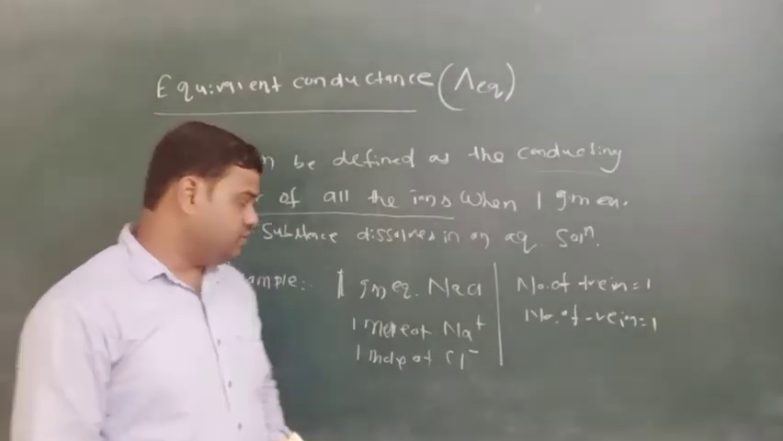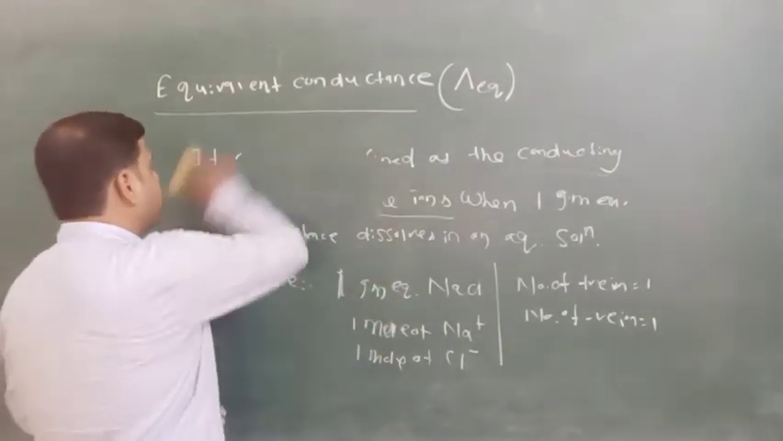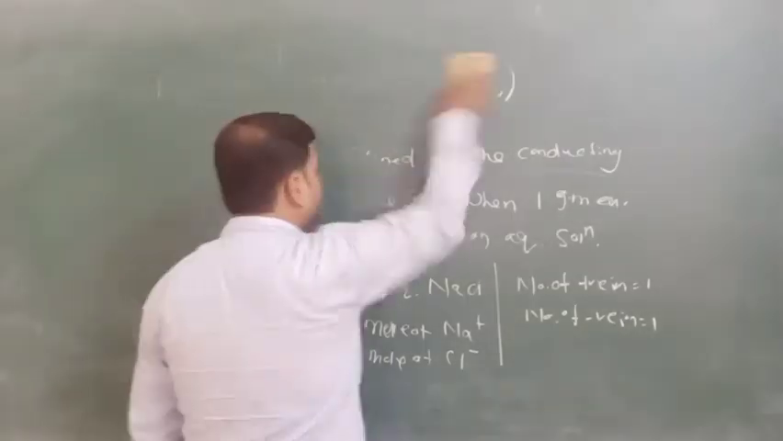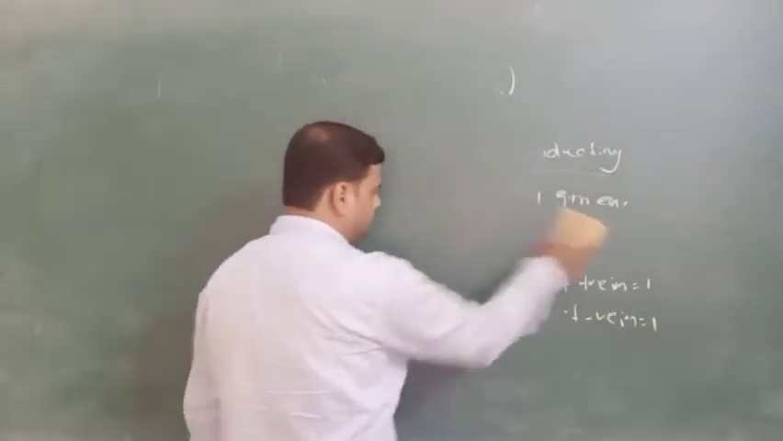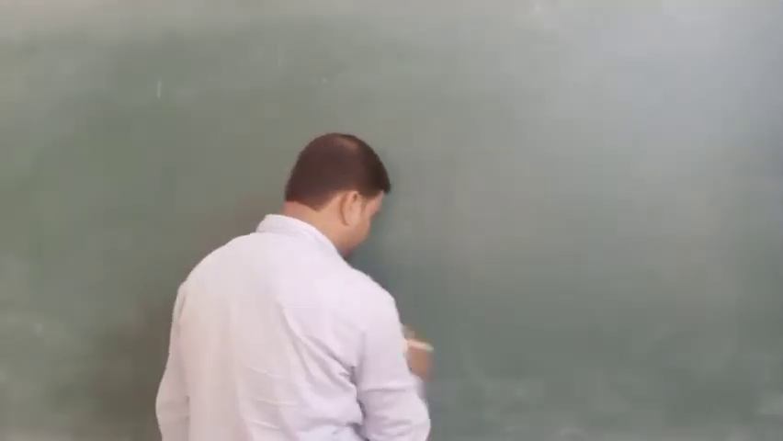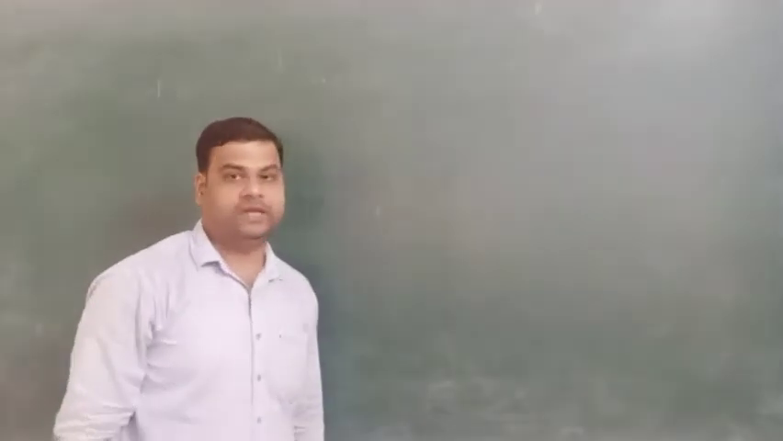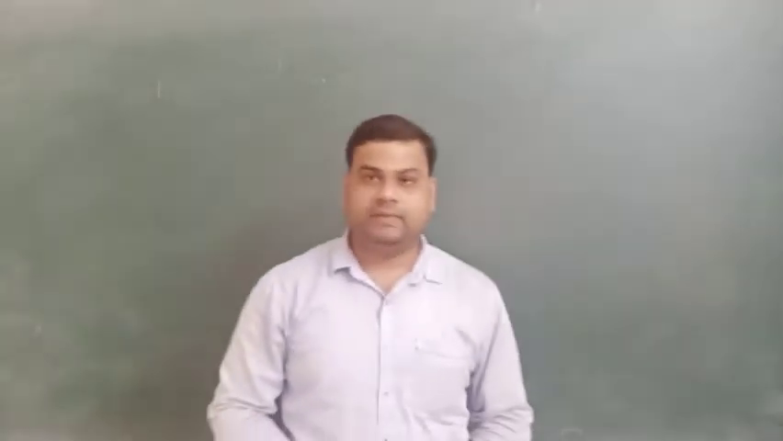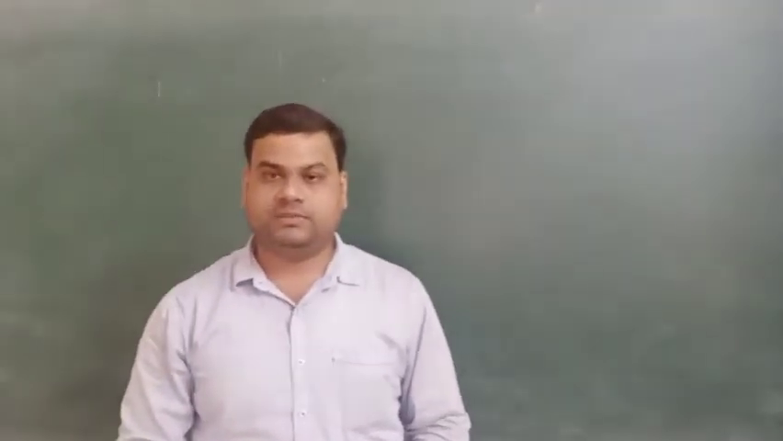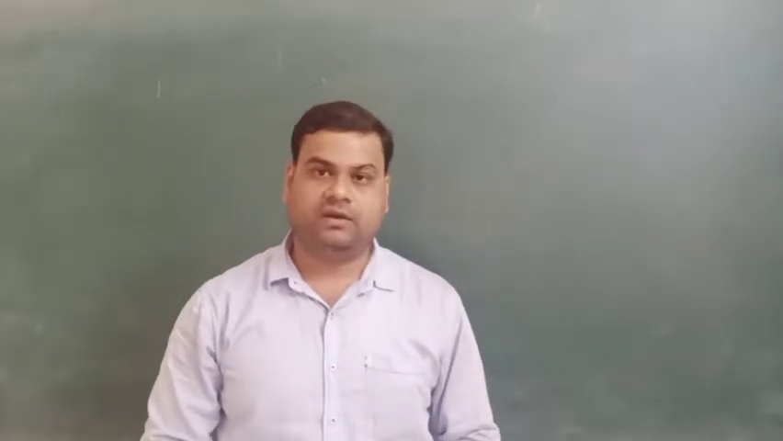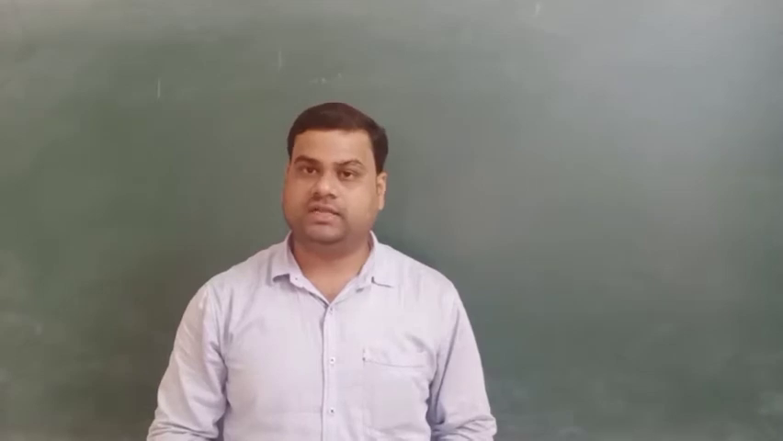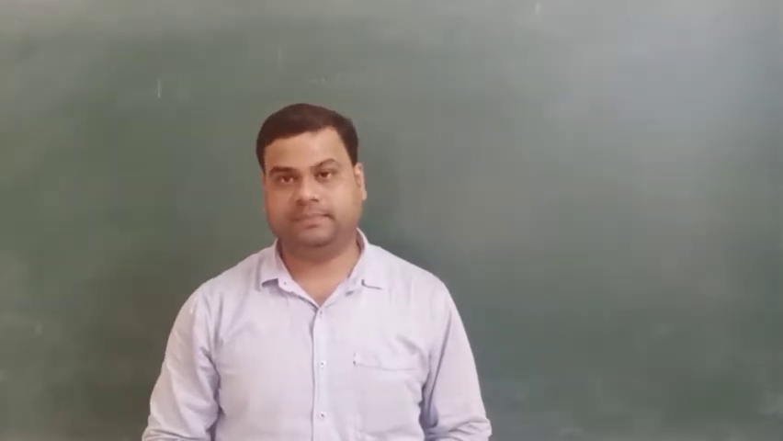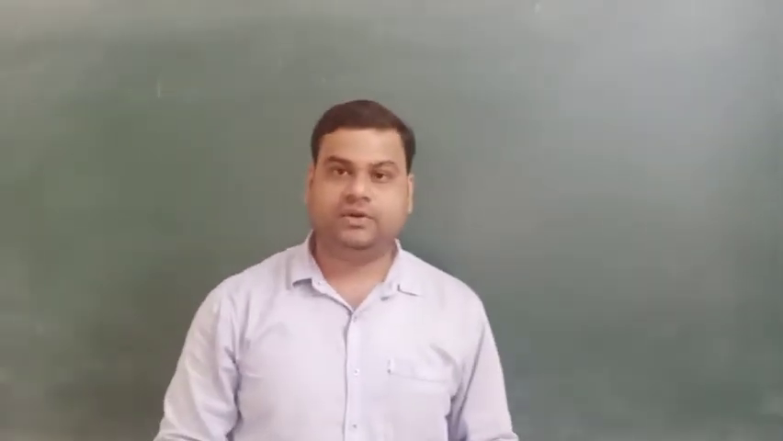Now, what is its unit? Equivalent conductance is related to normality. We know that normality means when 1 gram equivalent of substance is dissolved in 1 liter of solution, it is called a normal solution, its normality. So it is related to normality.